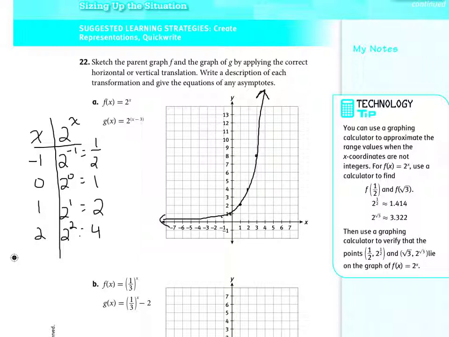Now, describe to me what's going to happen when I do 2 to the x minus 3. Notice that I'm subtracting 3 from the x. Can we predict what this is going to do? Well, it's going to move us right 3. So each of these points is going to move over 3 steps.